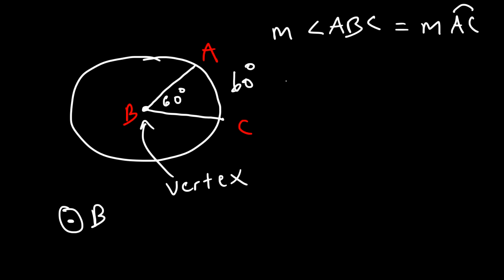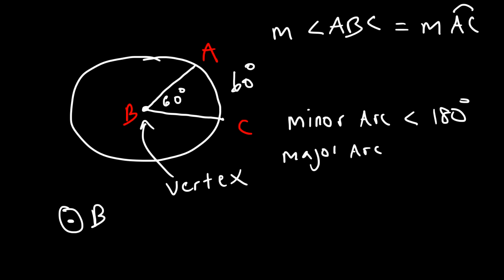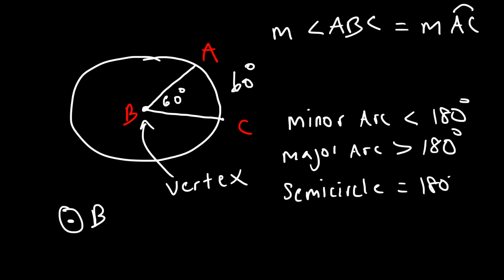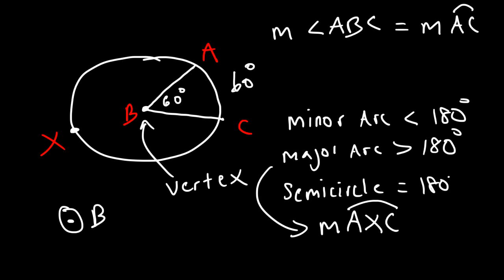Now, arc AC is a minor arc. A minor arc is less than 180. A major arc is greater than 180. So a central angle is usually associated with a minor arc. A semicircle has an arc that is equal to 180. So let's say if we have some point X, which I'm going to put in red. So the major arc would be arc AXC. You need three letters to determine direction. So this is arc AXC, it's greater than 180.